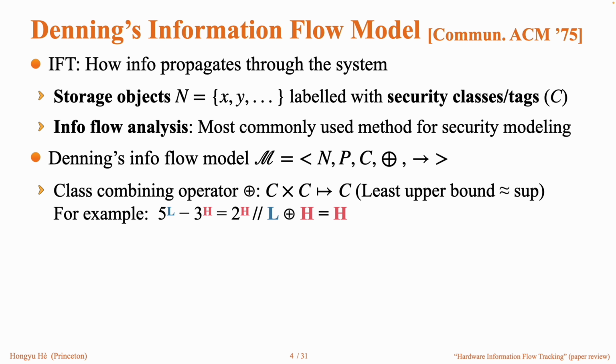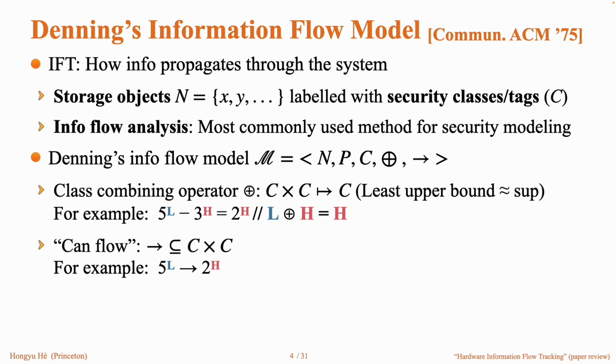So for example, I'm computing 5 minus 3, and I can just compute this least upper bound, the supremum of the two, getting out a label for the result, also being high. And also the arrow means the information can flow from one object to another.